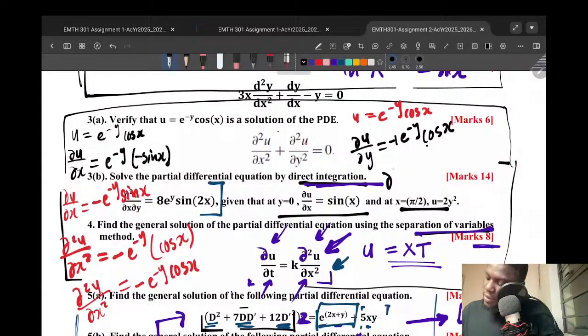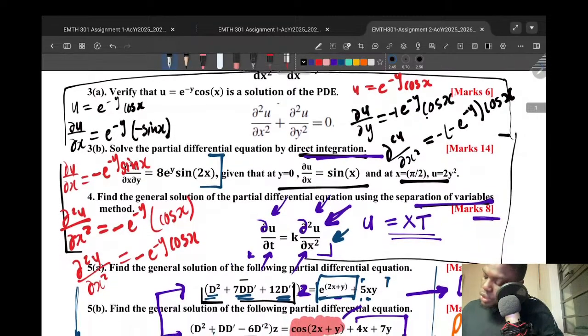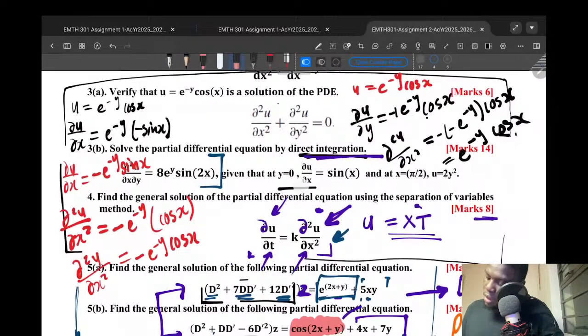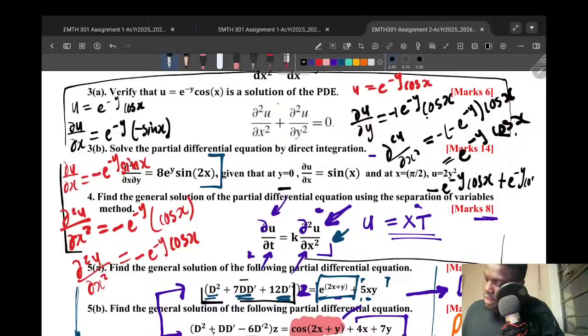Then we do the second derivative, del 2u del y squared. It is going to be, again, negative of negative, so positive e to the negative y. Then cos x will remain, as it is just a constant. So it becomes e to the negative y cos x. It goes back where it was. So now let's add them. We can say negative e to the negative y cos x plus this one, which is e to the negative y cos x, is equal to 0.